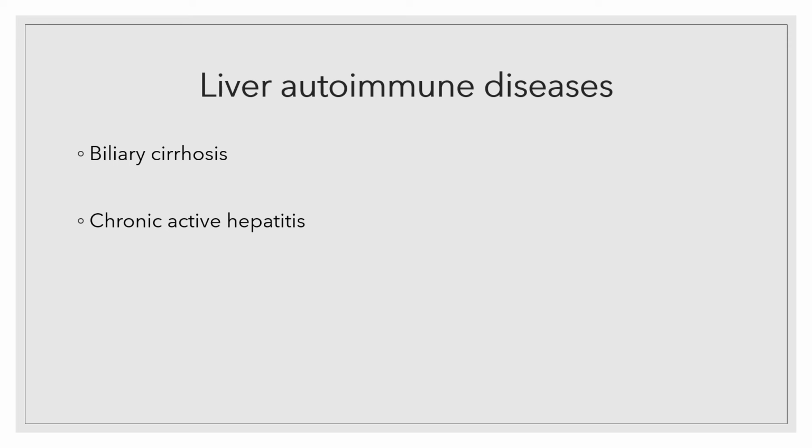This brings us to the liver autoimmune diseases, including primary biliary cirrhosis, a chronic impairment of the bile excretion. Bile ducts are progressively destroyed. The second liver autoimmune disease is chronic active hepatitis. This is a chronic impairment of bile excretion. The bile ducts are progressively destroyed.